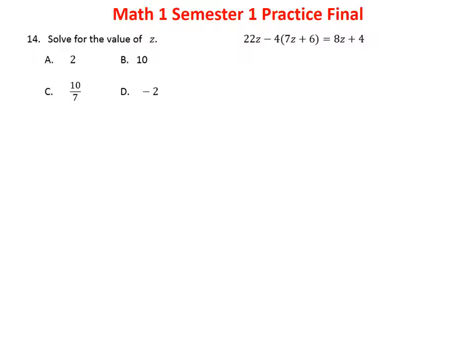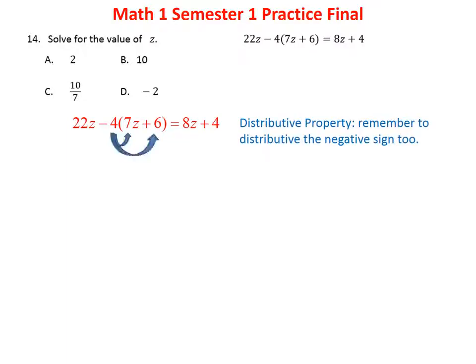Here is another equation we're going to solve, a little more complicated. The first thing we always want to do when solving an equation is get rid of the parentheses. There are no exponents, but we need to get the variable out of the parentheses, so we're going to distribute. It's minus 4 times 7z and minus 4 times 6. 22z minus 28z minus 24 equals 8z plus 4.